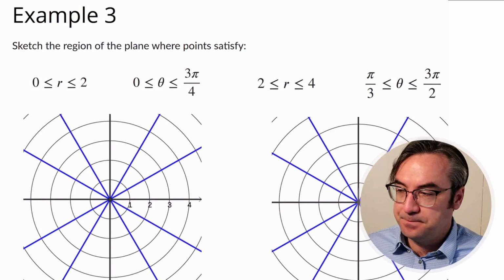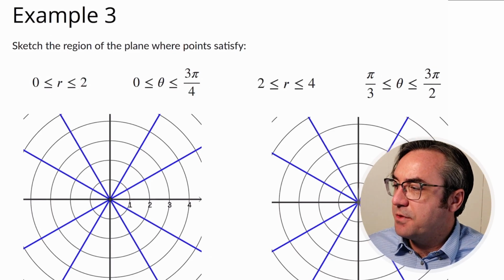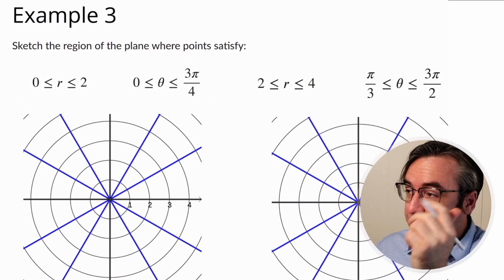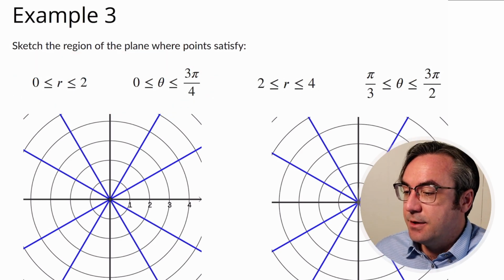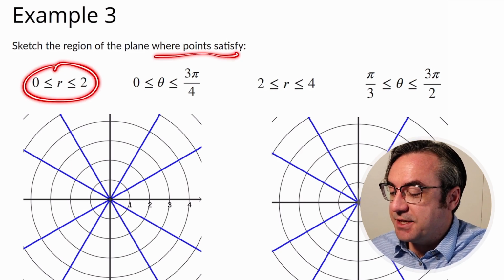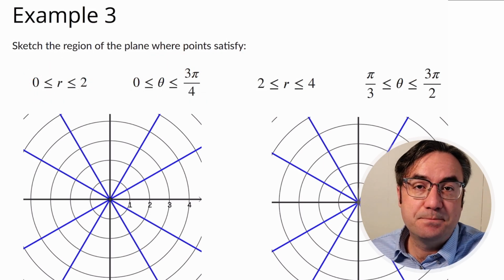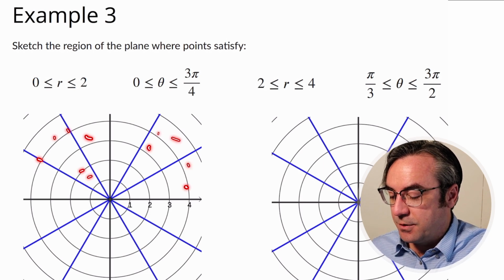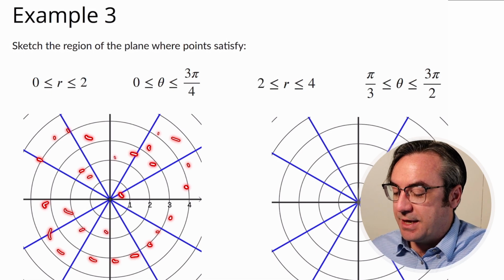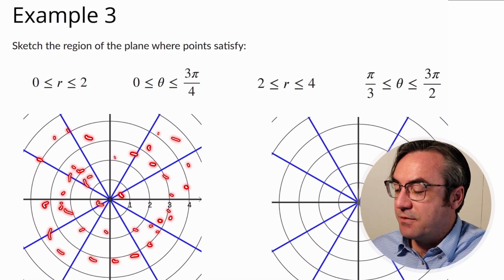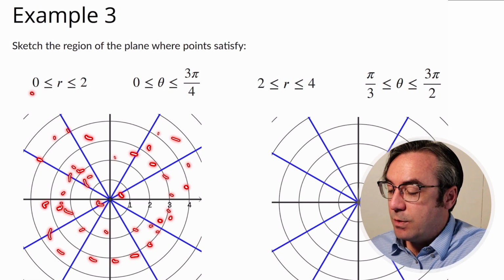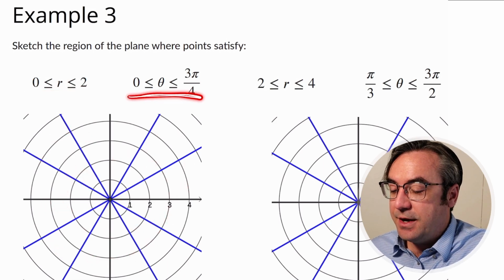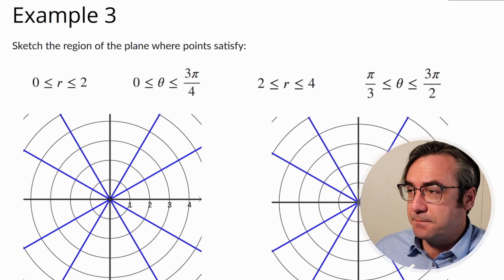So let's look at polar regions. We'll start with the first one here. What we want to do is sketch the part of the plane where we have points that satisfy both of these inequalities simultaneously. So we want to find all the points that have a polar representation where r can be between 0 and 2, and theta is between 0 and 3 pi over 4.